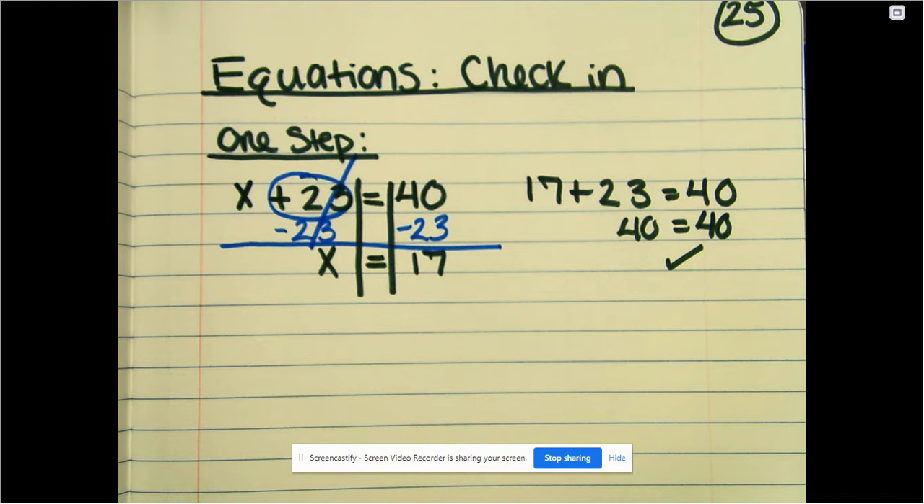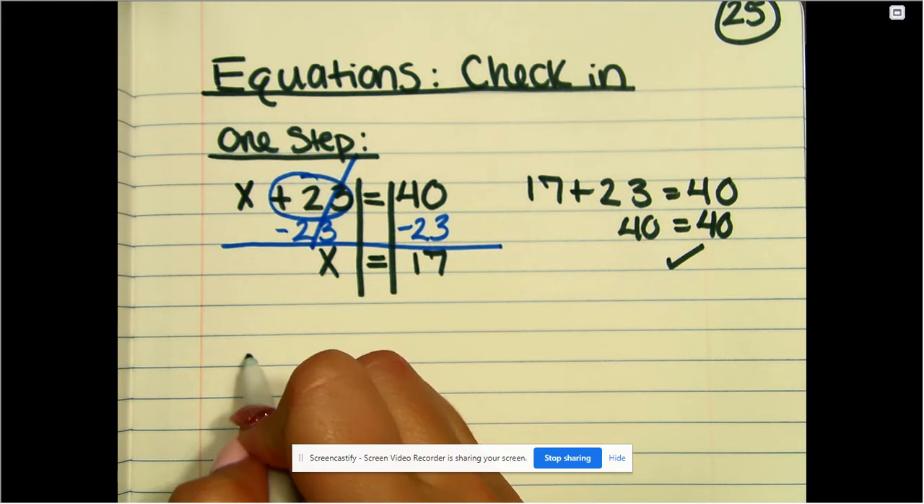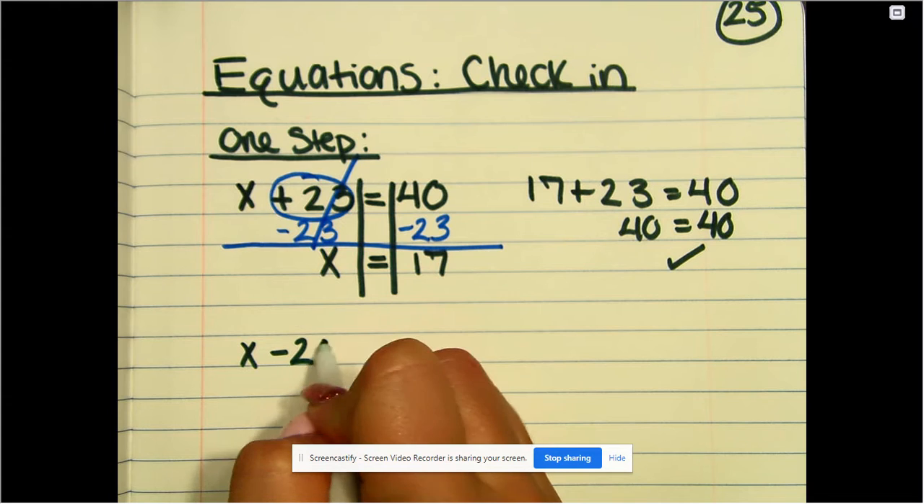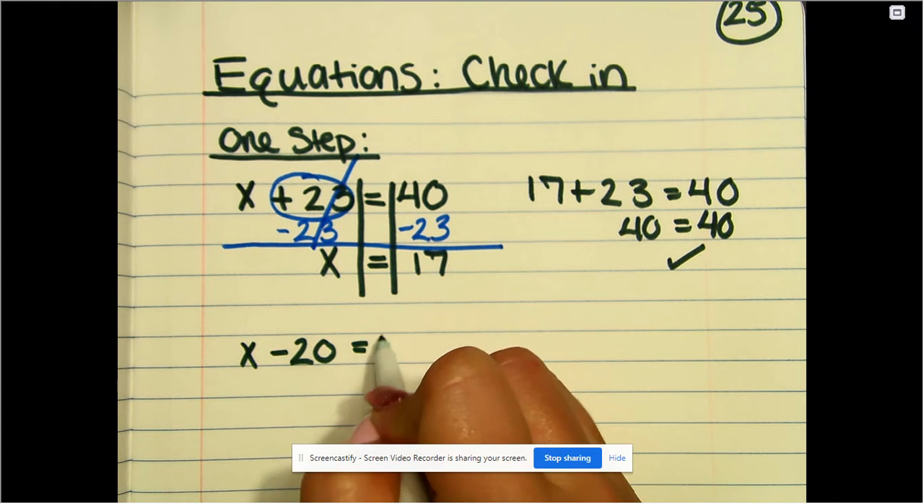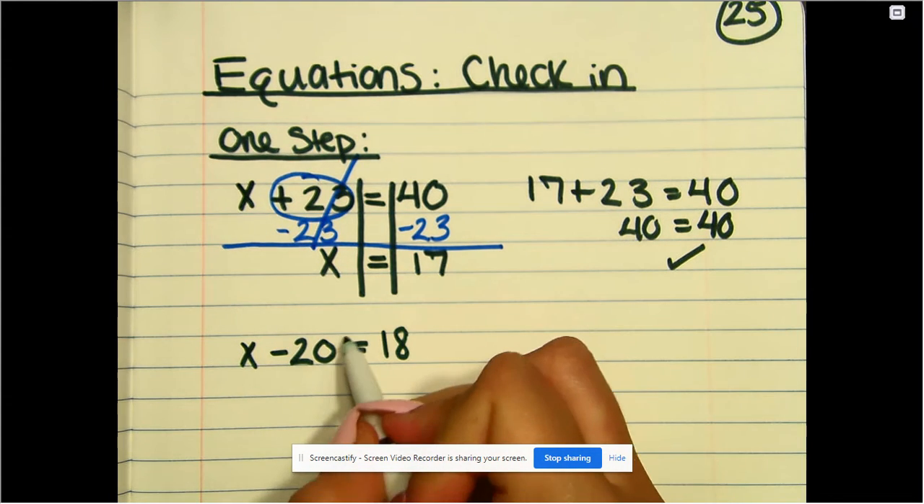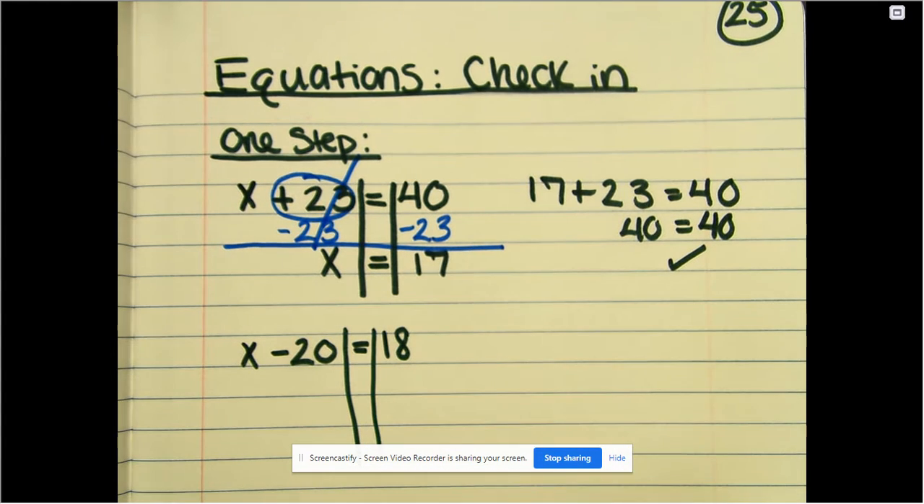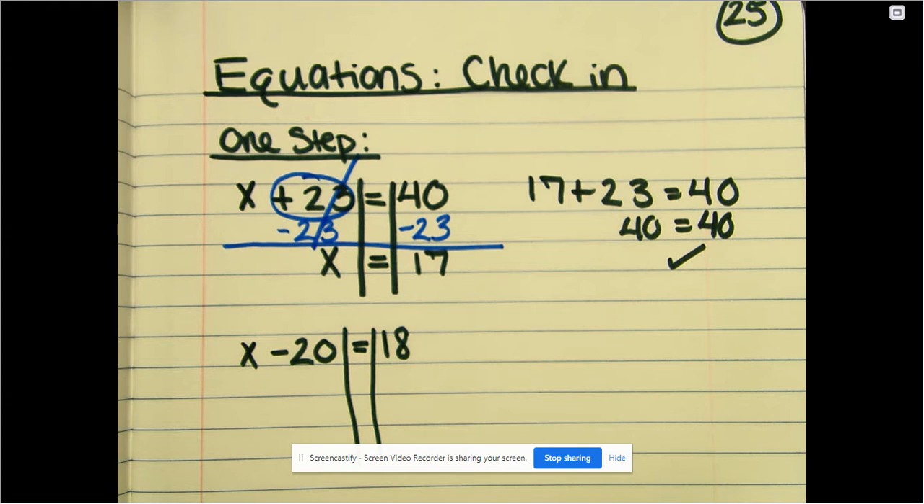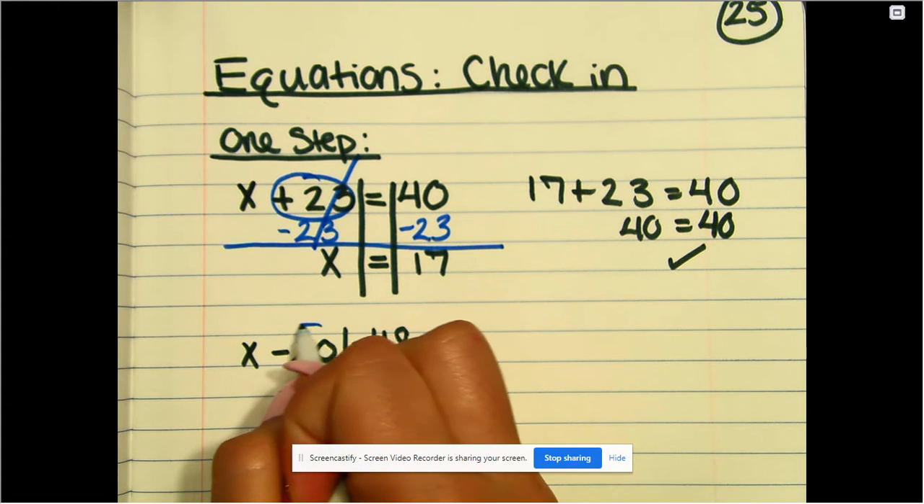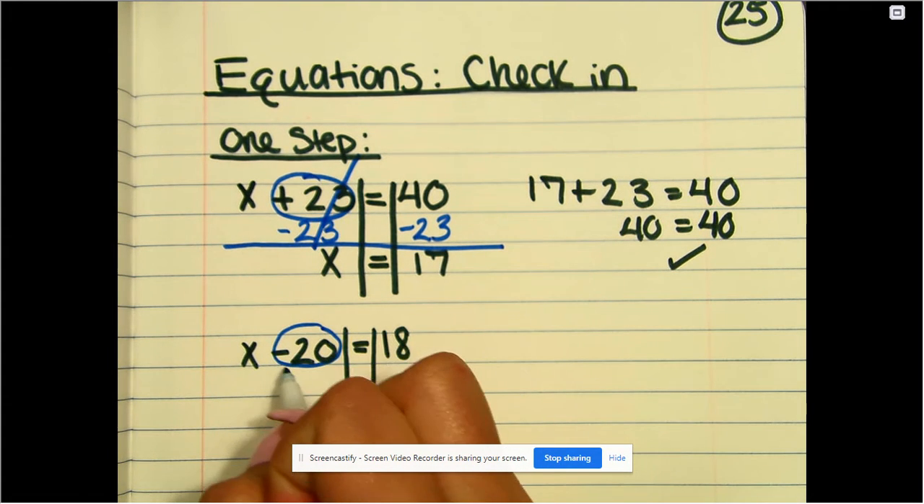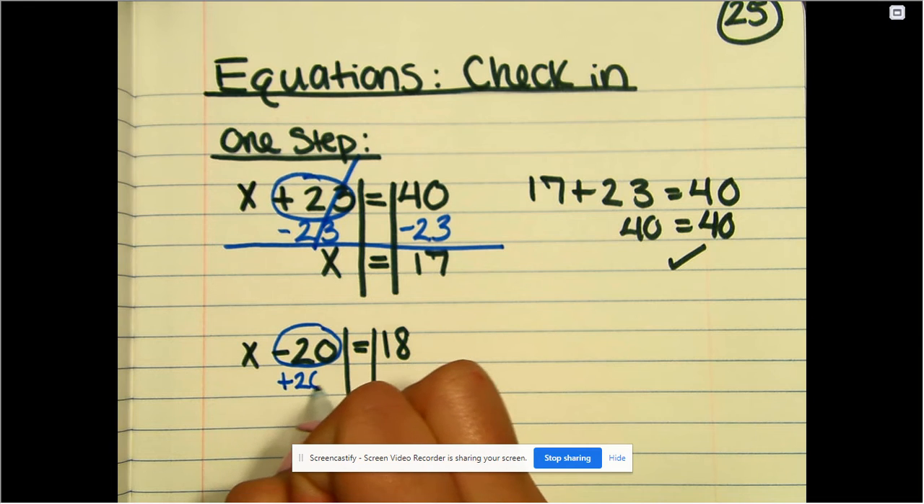Okay, let's try another one. This time we're going to do x minus 20 is equal to 18. So I'm going to put the barrier around my equal sign so I know what I do to one side, I must do to the other. And then also we're going to take a look at our inverse operation. So here we have subtraction. So the opposite of subtracting 20 is adding 20 to both sides.